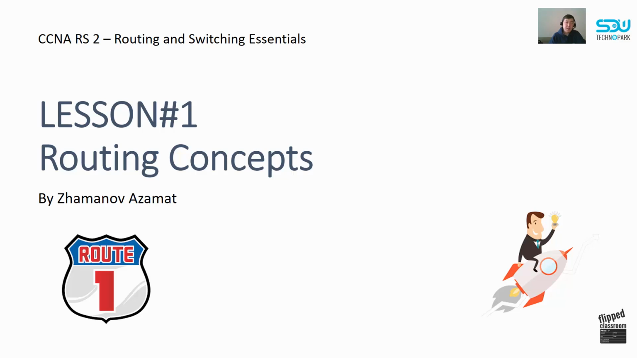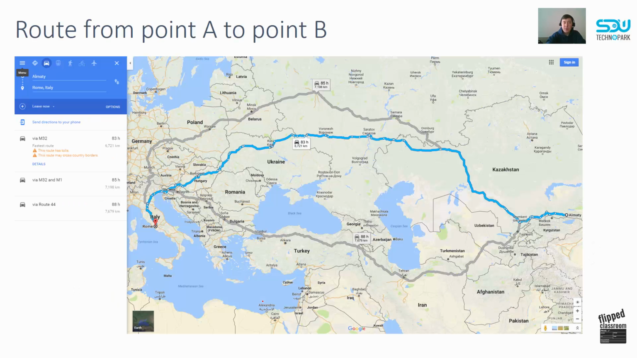First of all, before starting this lecture, let's take a look at a scenario in which we have a map of the world and two points: point A, which is placed in Almaty, and point B, which is placed in Rome, Italy. If we want to go from point A to point B, we are able to travel by multiple different paths or different roads.